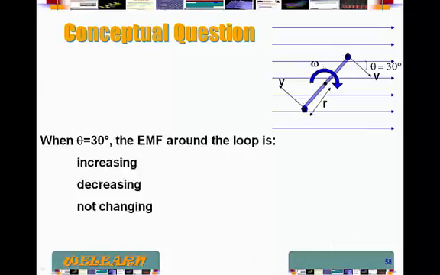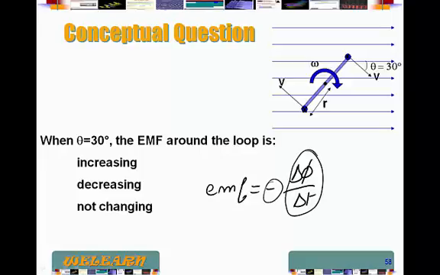The next question is, at that same position, what's happening to the EMF? Is it increasing, decreasing, or not changing? Now remember, the EMF is minus delta phi over delta t. Of course, you have N if you have N loops, etc. Now, pay attention to the minus sign. So if my flux is increasing, the minus sign is going to tell us we have a decrease, and vice versa. So actually here, since my flux is decreasing, we can say that the EMF is increasing.